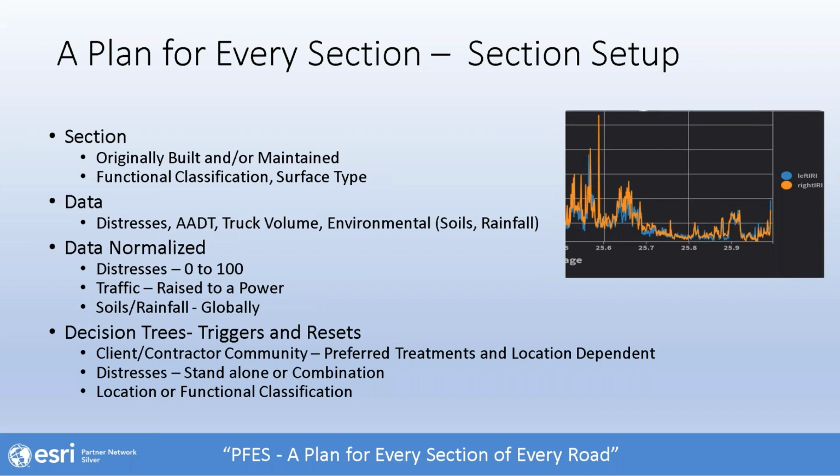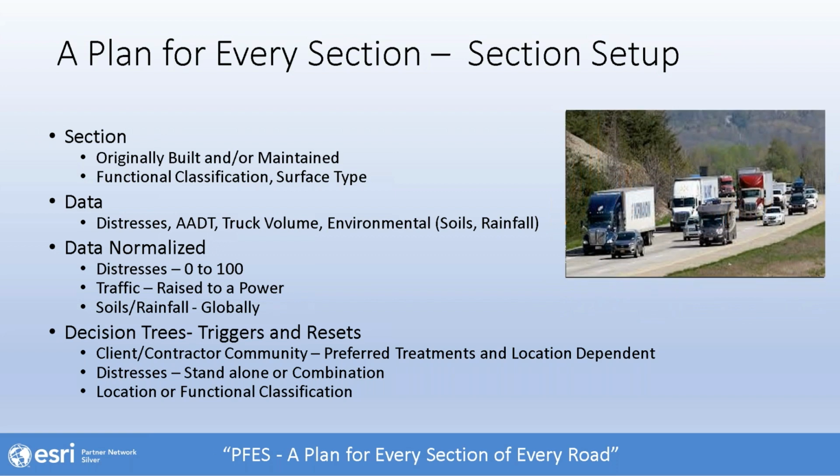So if the DOT or the agency, the city, county, do not have sections, we will virtually drive the road and determine the sections for them based on distresses, and then we'll drive the road physically with the client and say, should we break the road at 25.7? At the same time, we'll add AADT and truck volumes.